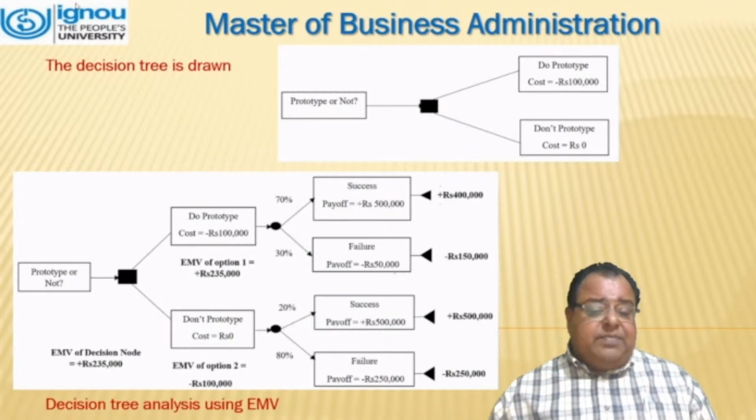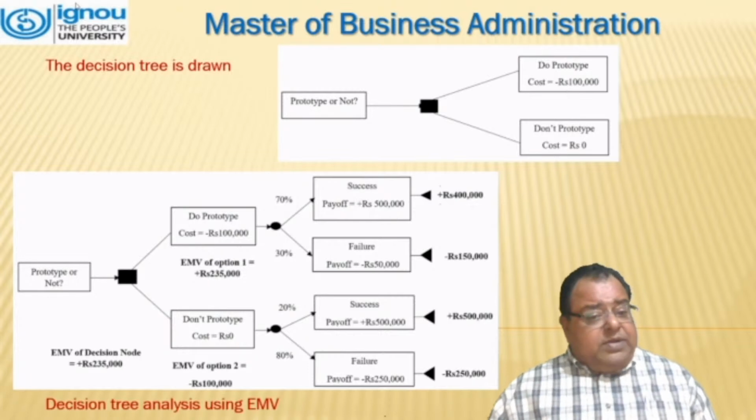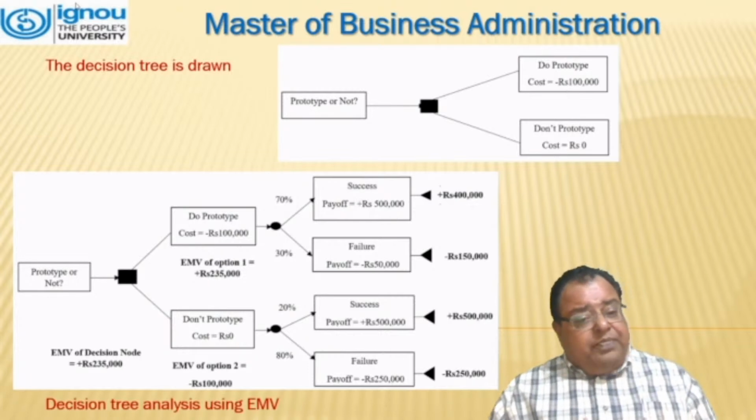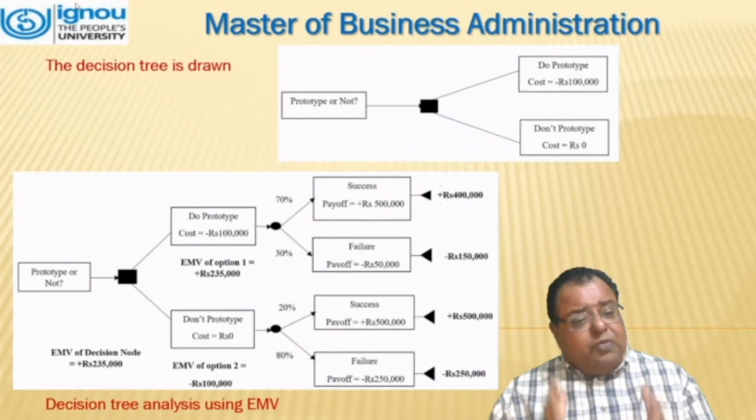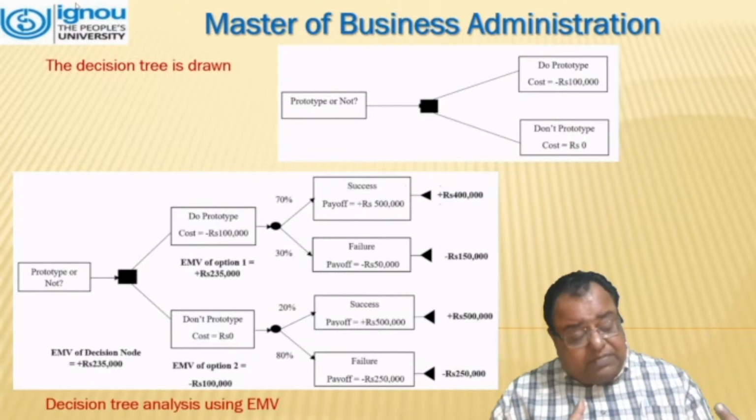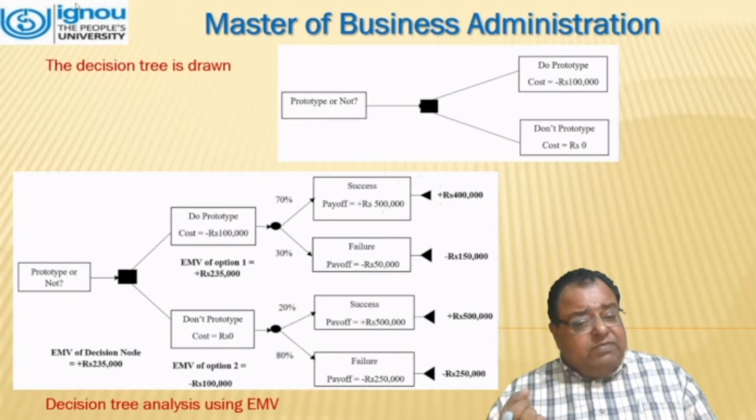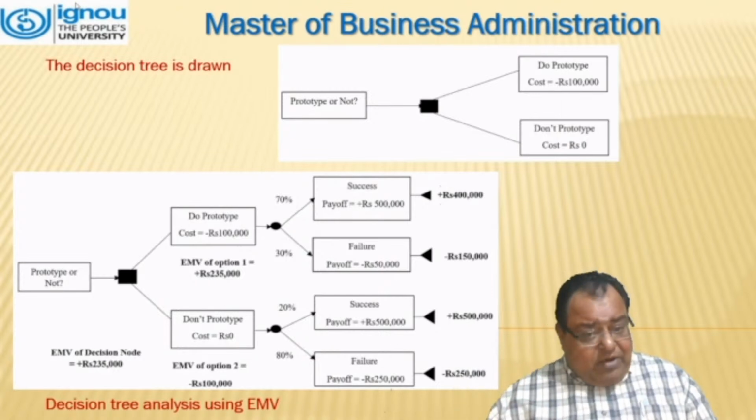Now, moving further, for calculating EMV, the problem is again the same. Now, if we take do prototype and the cost is negative 1 lakh rupees, there are two possibilities as it was mentioned in the problem. If we have 70% success, the payoff will be 5 lakh rupees. How much do we have in hand? That is 4 lakh rupees.